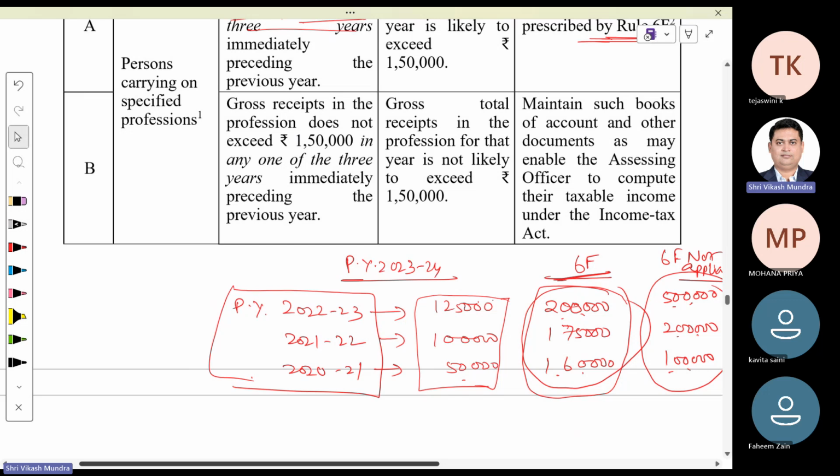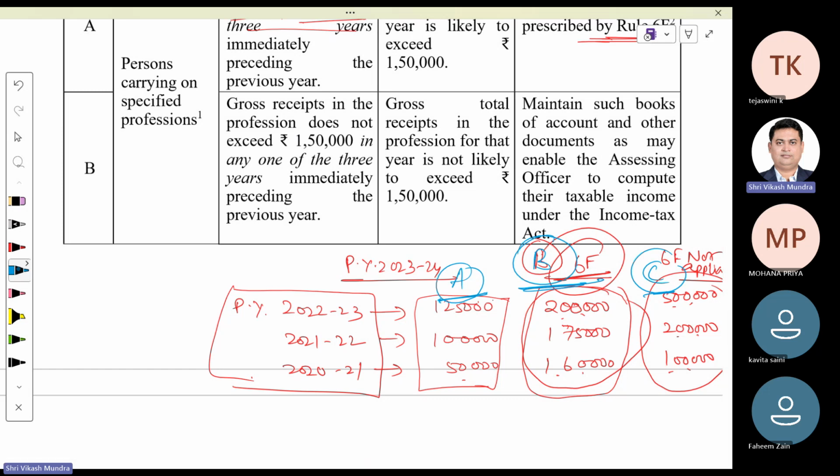In our example, in this case number B, I am supposed to maintain books of accounts which are prescribed under Rule 6F. In case of example A and C, I'm not supposed to maintain books of accounts which are prescribed under Rule 6F. I'm supposed to maintain those books of accounts which my assessing officer will use to compute my income properly. Okay, but what should be my books of accounts in case number B? It is not prescribed. Done.